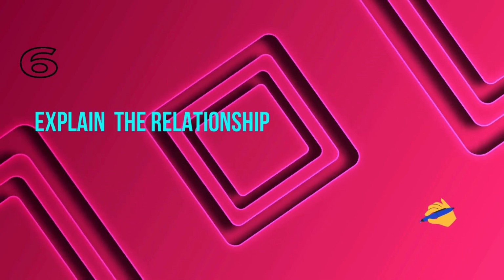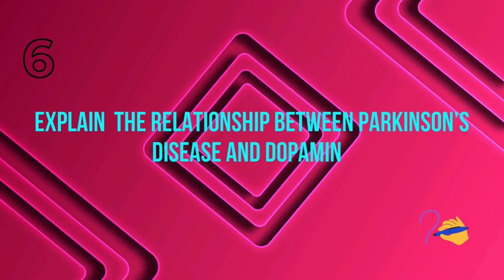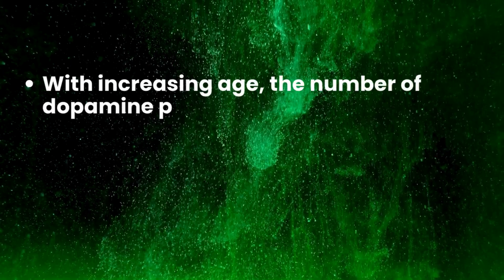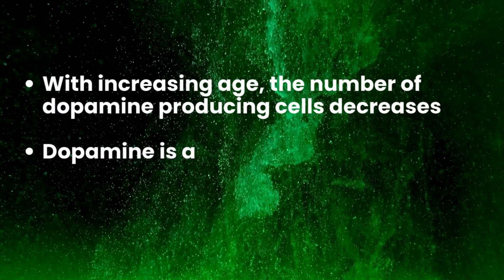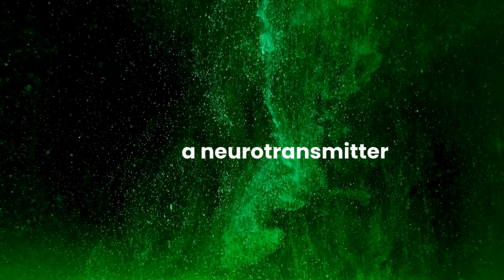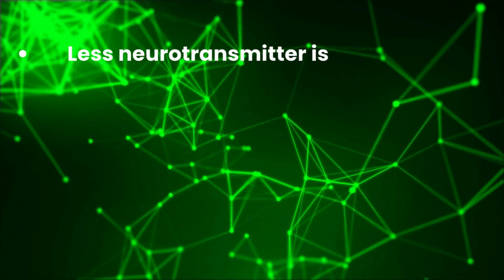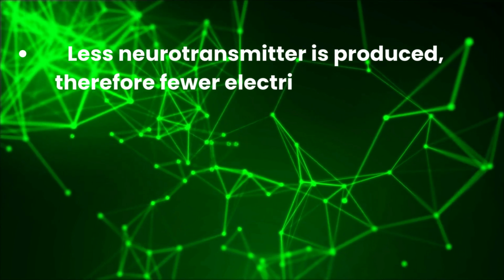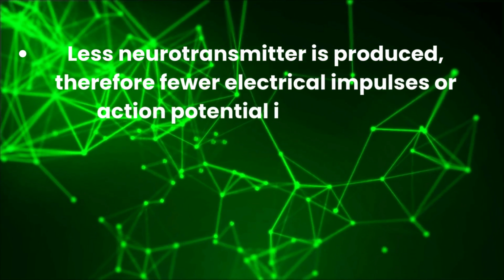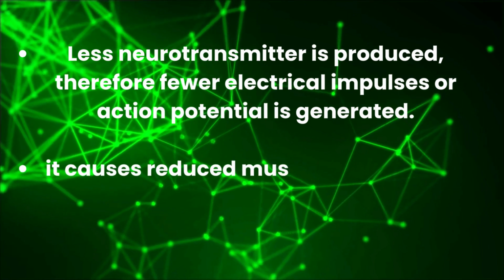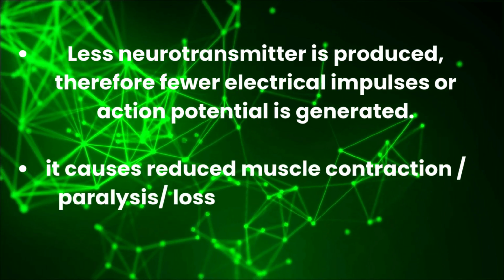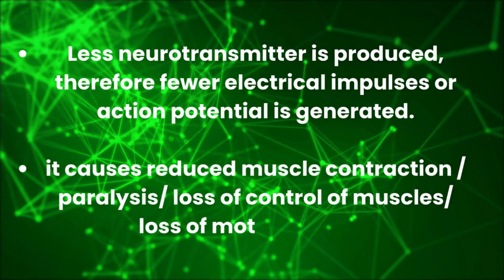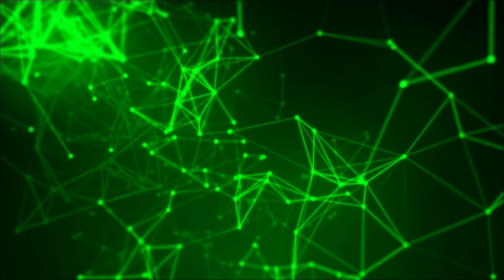Question 6. Explain the relationship between Parkinson's disease and dopamine. With increasing age, the number of dopamine-producing cells decreases. Dopamine is a neurotransmitter. Less neurotransmitter is produced, therefore fewer electrical impulses or action potentials are generated. It causes reduced muscle contraction, paralysis, loss of control of muscles, loss of motor function.